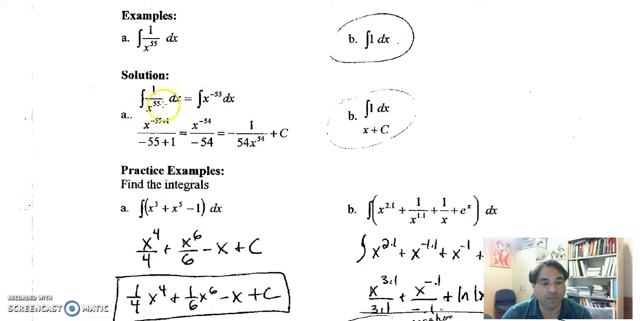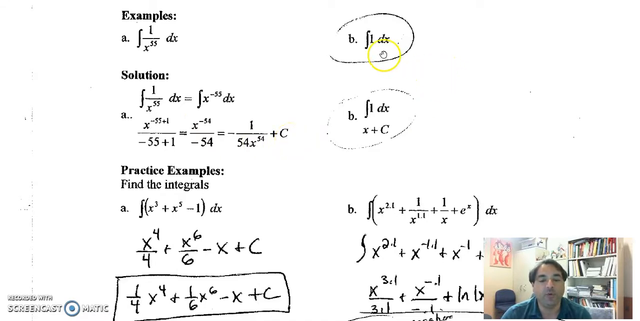Remember when we move it from the denominator to the numerator, the sign changes. So this would be x to the negative 55. So when you add 1, you get negative 54. Divide by negative 54. So our final answer would be negative 1 over 54. That negative goes to the denominator, becomes positive 54 plus c. Don't forget your plus c.